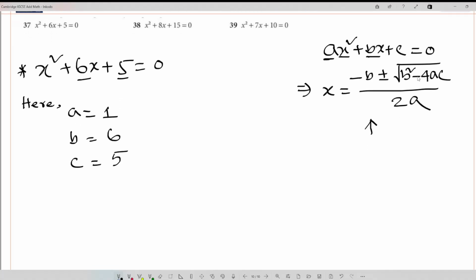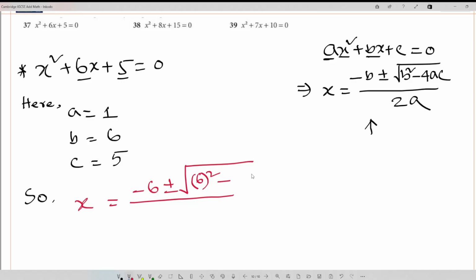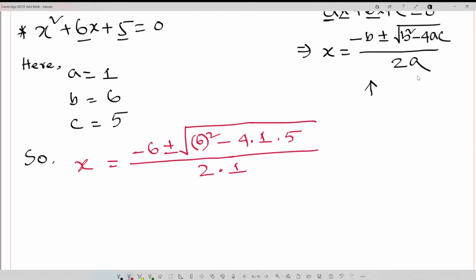Now we have to put the values in here, so x equals minus b. What does minus b mean? Minus 6. Then plus or minus root b square, it means 6 square minus 4ac. 4 times a means 1, times c means 5, right? And then divided by 2a. 2 times a means what? 1.